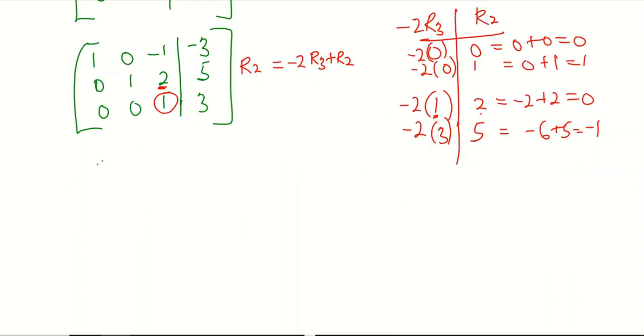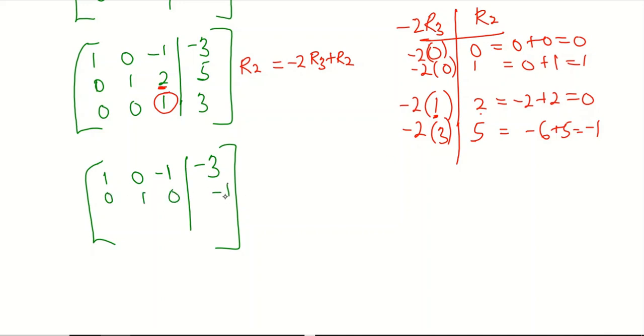So we maintain the same values for row 1, and we know in row 1 we have 1, 0, negative 1, and we have negative 3. And then that of row 2, our new values for row 2 is 0, 1, 0, negative 1. So you write it as 0, 1, 0, negative 1. And we maintain the same values for row 3, and row 3 we are having 0, 0, 1, 3. So 0, 0, 1, 3.